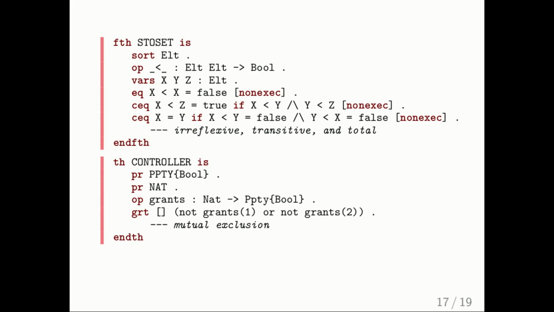We can, for example, add as a requirement to the controller theory an LTL formula for mutual exclusion. The keyword GRT stands for guarantee. In some cases, also assumptions can be appropriate, and also in the form of a temporal formula. In addition, this could open the door to compositional verification of composed systems using the assume guarantee paradigm. But this is all future work.